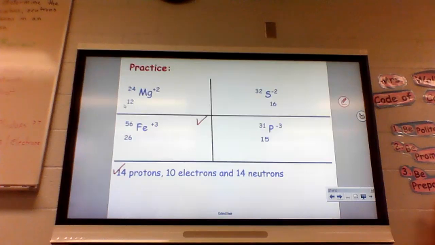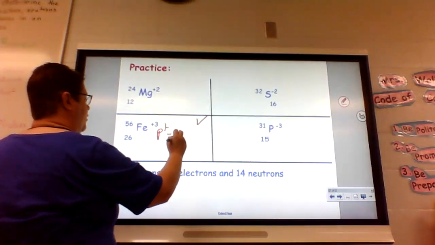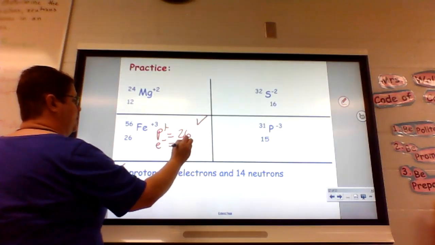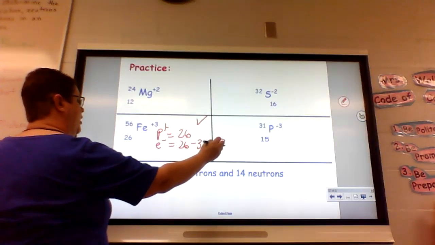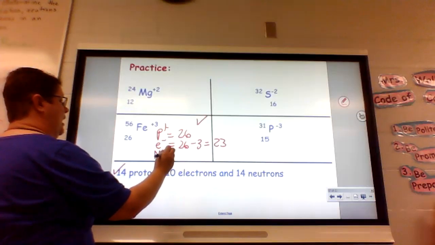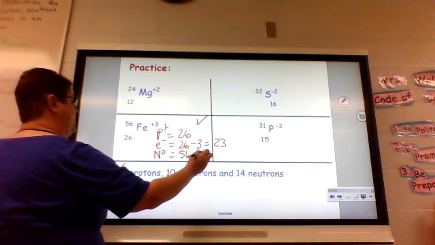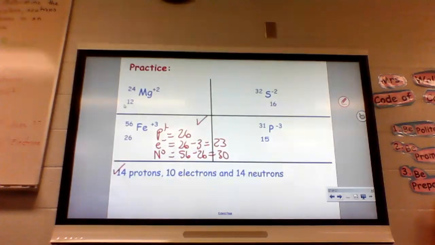So if we look at the first, how many protons do you have? All right, so the protons are 26. How many electrons are there? 26 minus 3, so that would be 23. Good. All right, neutrons, we would say 56 minus 26, which is 30. We all good with those? So we're okay with that type.